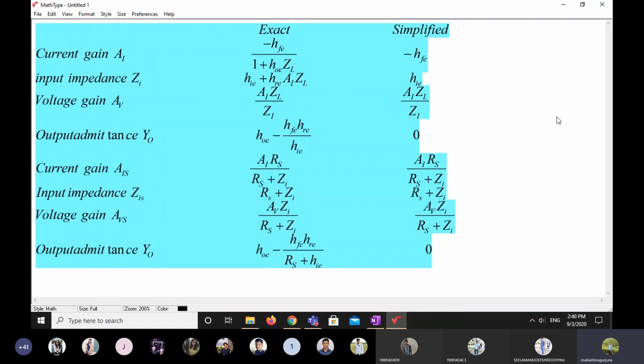Okay, so now you can compare the length of the equations and the derivation part of exact analysis and simplified model also. In the simplified model, it's a little bit easy when compared to the exact analysis to remember the equations and the typical values, and for practicing the equations and the derivation part also.